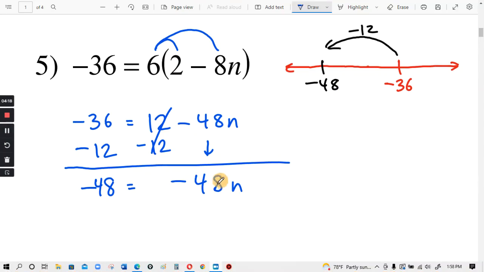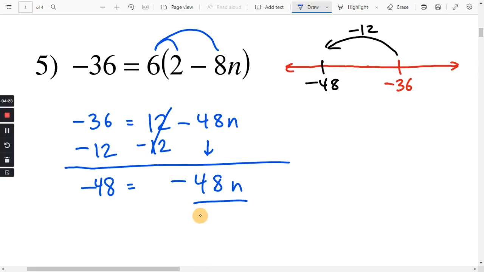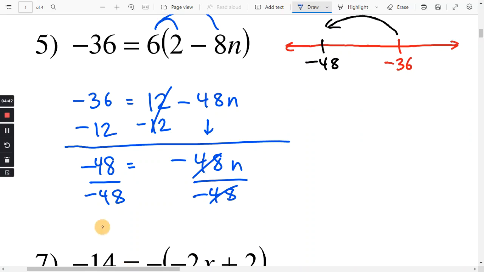Final step, solve for the variable. N is times negative 48. The opposite of times negative 48 is divided by negative 48. On the right-hand side, negative 48 over negative 48 cancels. It's just 1. But you don't need to write 1 in front of the n. It's the same thing. Negative 48 divided by negative 48 is just 1. The same number over itself. And on the right, we're left with n. Final answer. N equals 1.